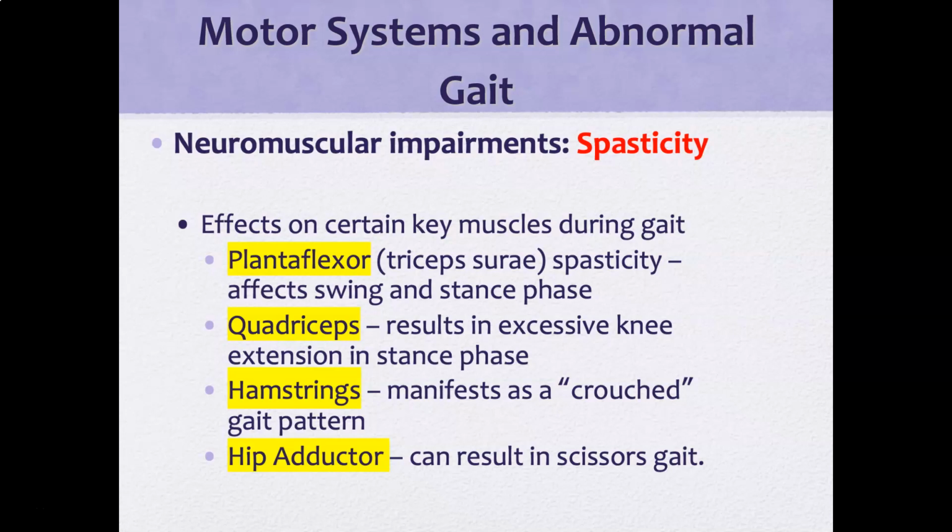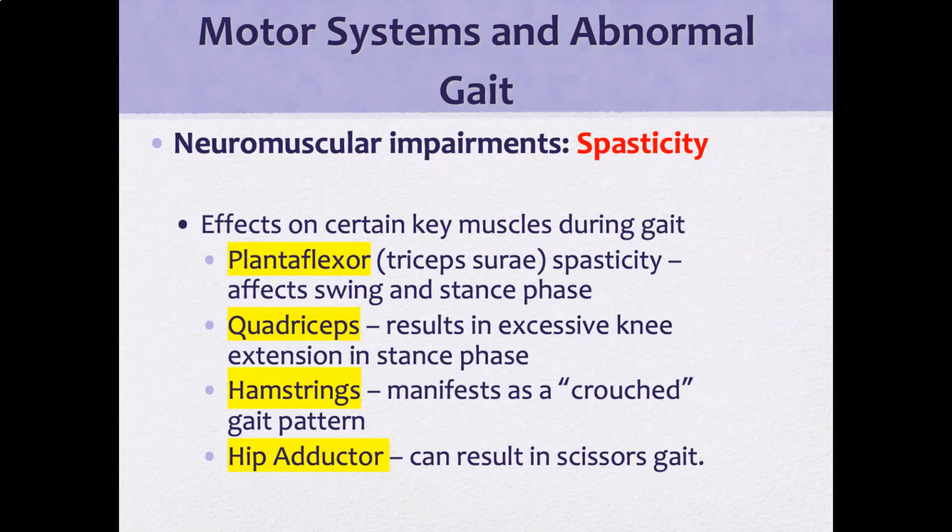What if their quads are spastic? Well, you're going to get excessive knee extension during the stance phase, and their knee will kind of kick back. Okay. What about hamstrings? What if they're spastic? Well, they'll have more of a crouched pattern because their hamstrings are really tight. And then what if their hip adductors, the muscles on the inside, are spastic? They'll have a scissoring gait where their legs cross over each other and they can trip easily.